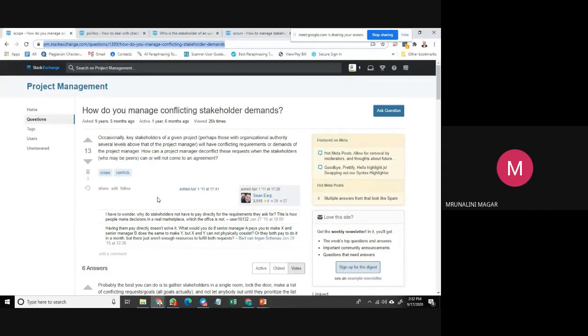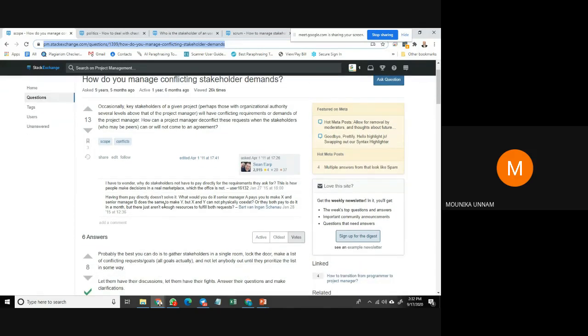How do you manage conflicting stakeholder demands? Occasionally, key stakeholders of a given project will have conflicting requirements or demands of the project manager. How can a project manager deconflict these requests when the stakeholders cannot or will not come to an agreement? I have to wonder, why do stakeholders not have to pay directly for the requirements they ask for? This is how people make decisions in a real marketplace, but not having them pay directly does not solve it.